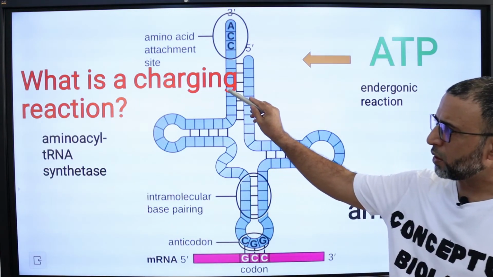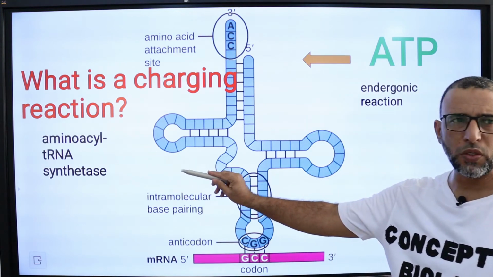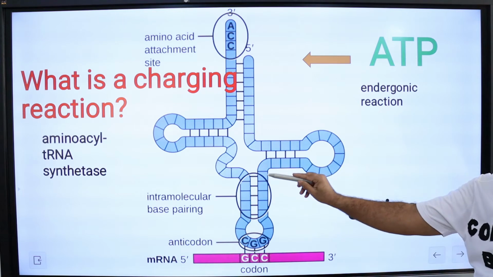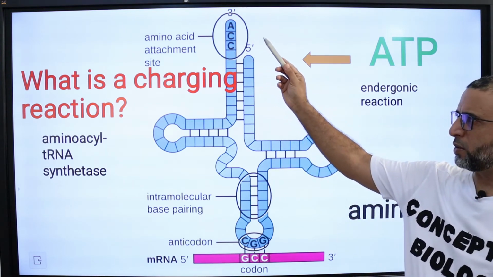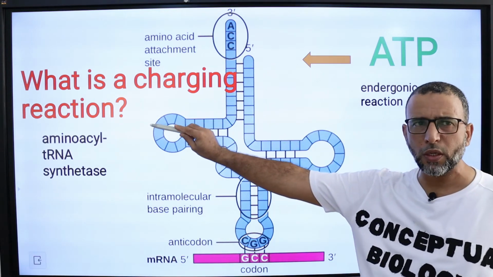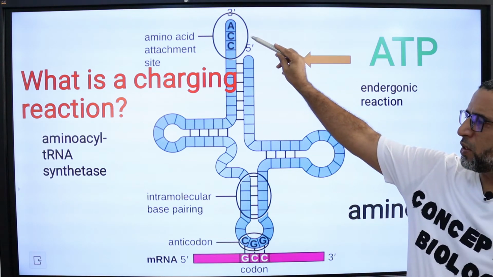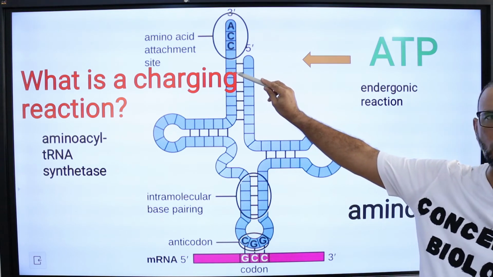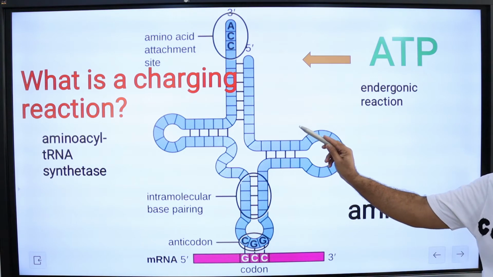What is a charging reaction? Enzymes like aminoacyl-tRNA synthetase must be able to recognize specific tRNA molecules as well as their corresponding amino acids. The reaction catalyzed by the enzymes is called the charging reaction and the product is an amino acid attached to the 3' end of the tRNA molecule. Now, this tRNA is called charged tRNA.